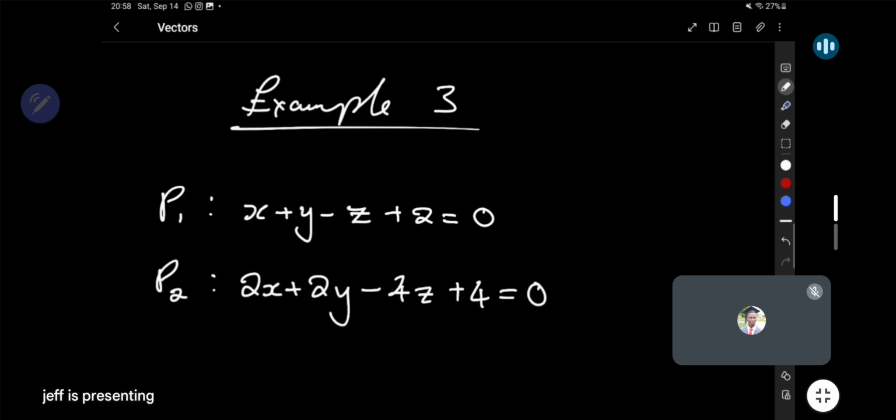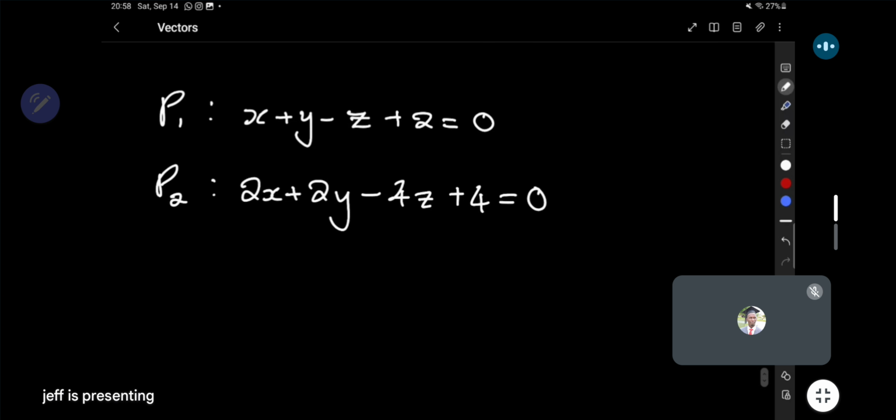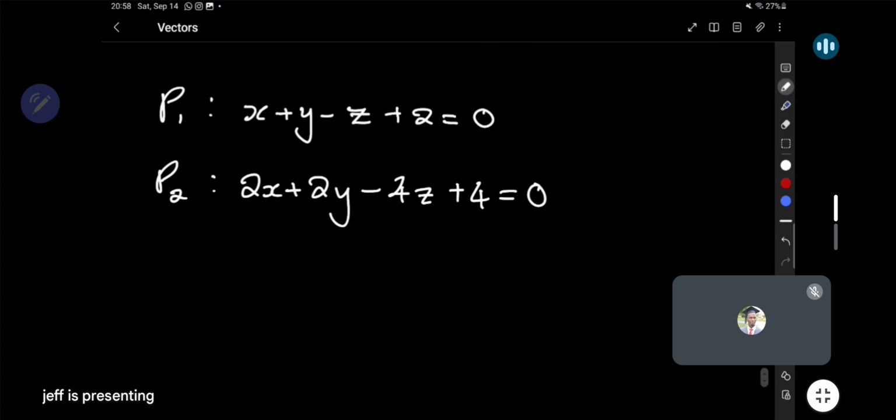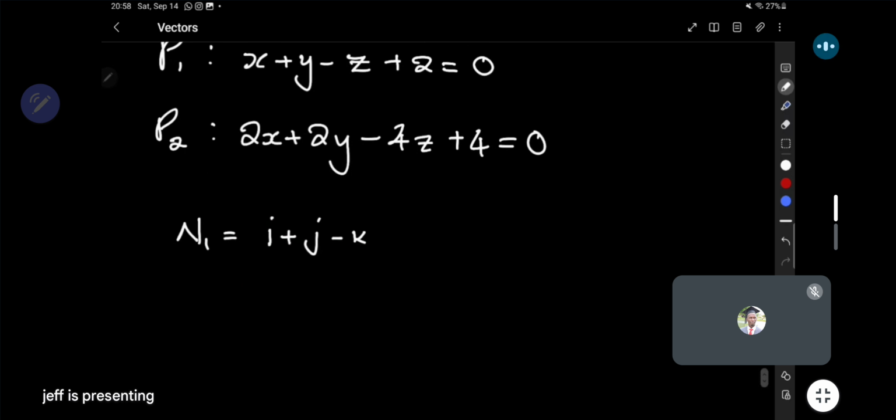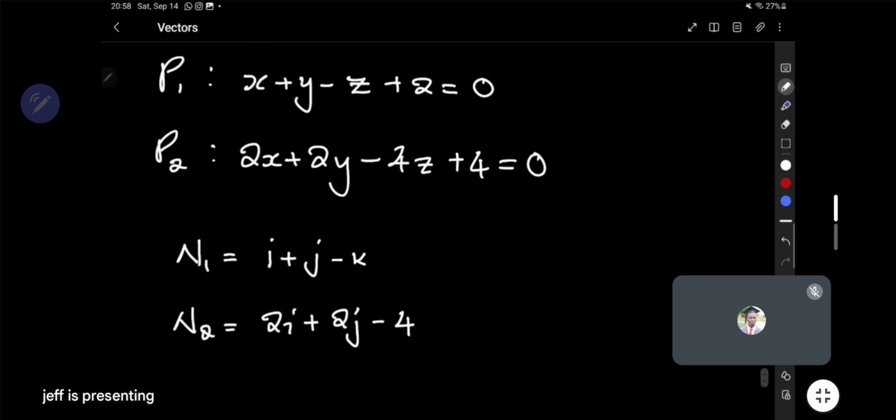So the first thing that we want to do is extract the normal of each plane. So from plane number 1, we see that the normal is going to be 1i. Then from y, we have 1j. And then from z, we have negative k. And then for the second plane, the normal would be 2i, and then 2j, and then minus 4k.